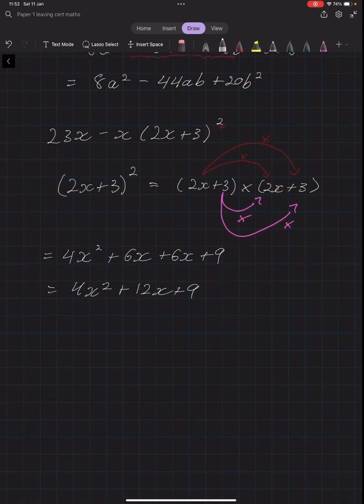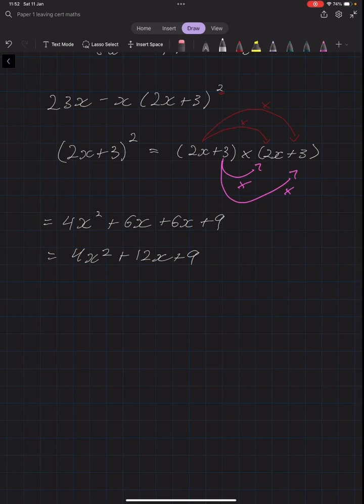Now I can plug that back into the original expression. So originally what we had is 23x minus x multiplied by 2x plus 3 squared, but we just figured out that was this. So now I can write this instead.